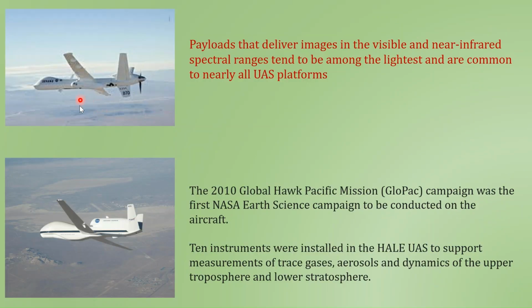Apart from drones, we also have the unmanned aerial system, which is in the form of an aircraft. And this Global Hawk Pacific Mission campaign was the first NASA Earth Science campaign to be conducted on an aircraft. Within this aircraft, 10 instruments were installed to support measurement of the trace gases, aerosols, and the dynamics of the upper atmosphere and the lower stratosphere. In all unmanned aerial systems, payloads which are lighter in weight and which deliver images in the visible and the near infrared spectral ranges are preferred.